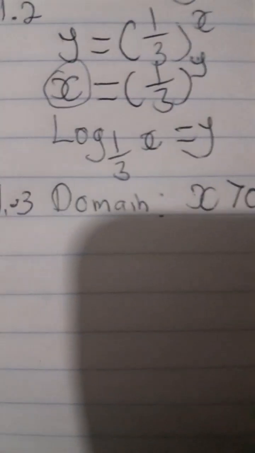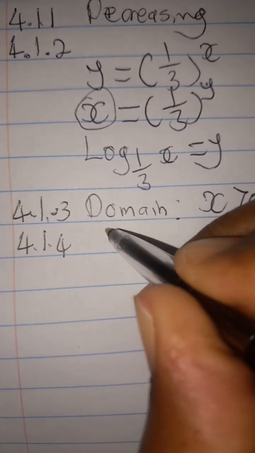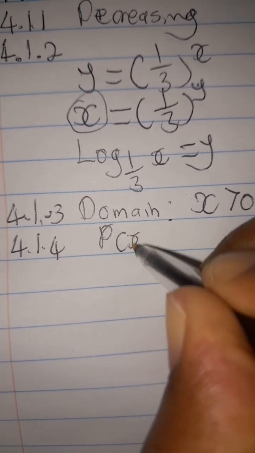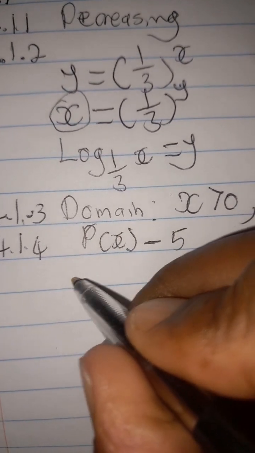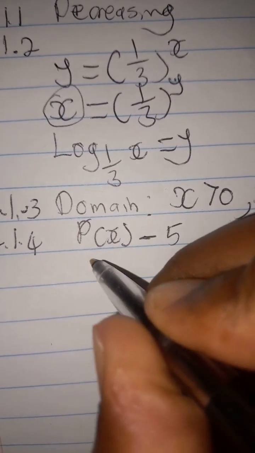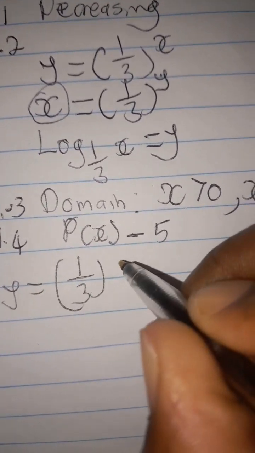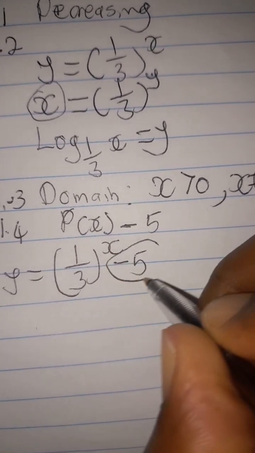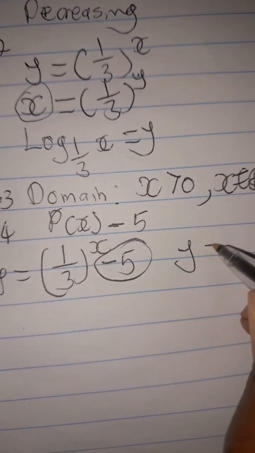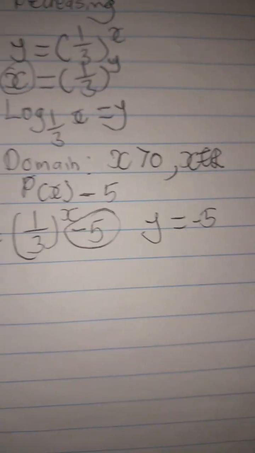Then 4.1.4. We are given p of x minus 5, and they want the asymptote. So remember that the equation in this case will be 1 over 3 to the power of x, minus 5. So the asymptote will be y is equal to -5. This is the asymptote, a horizontal asymptote.